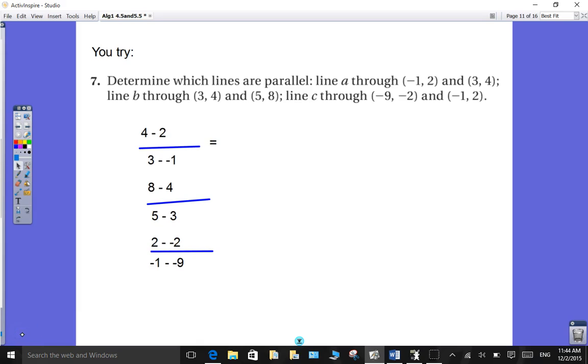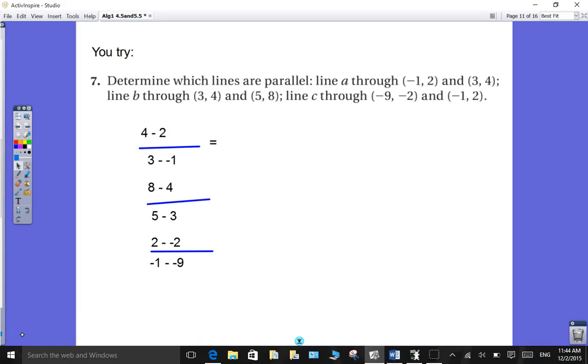So I didn't finish, but I'm trying to do what I can. This pen starts writing on the screen even when I'm not touching it, so it smears a lot. But it looks like the first one is going to be 2/4, which is 1/2. How many got 1/2 for the first line? Okay, the next one looks like it's 4 over 2, so it's 2. And the last one looks like it's 4 over 8, which is 1/2.